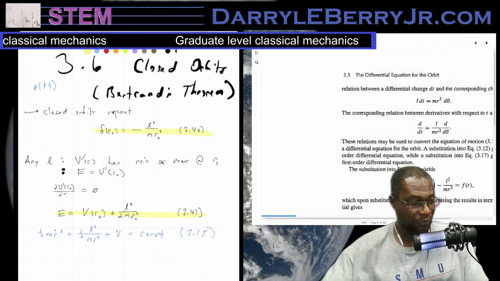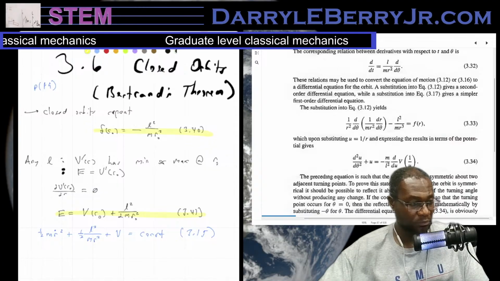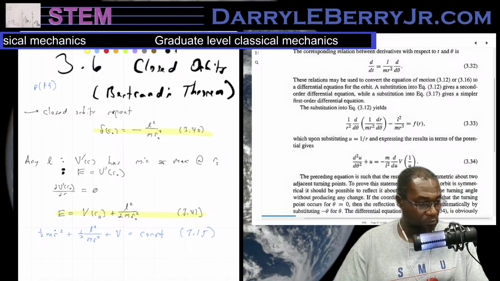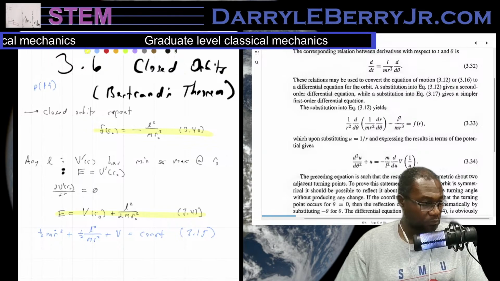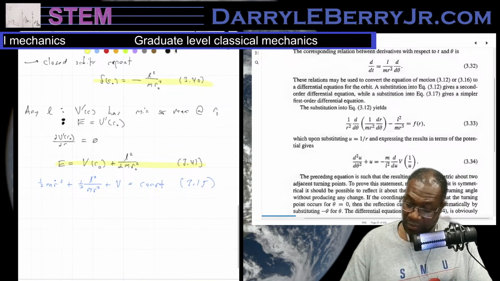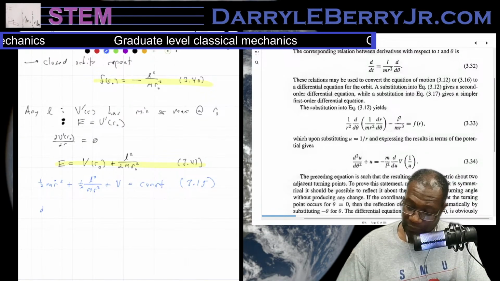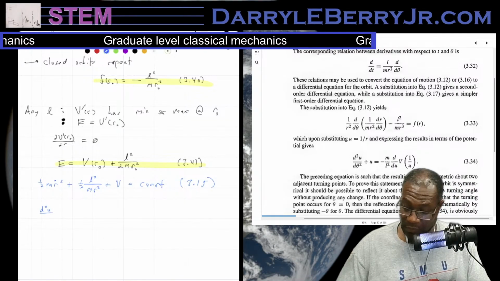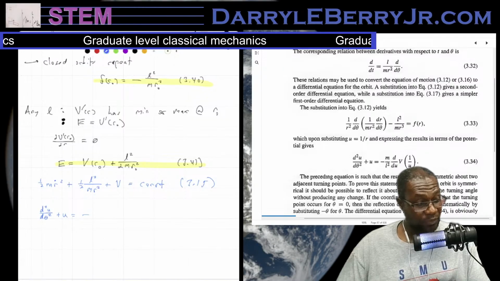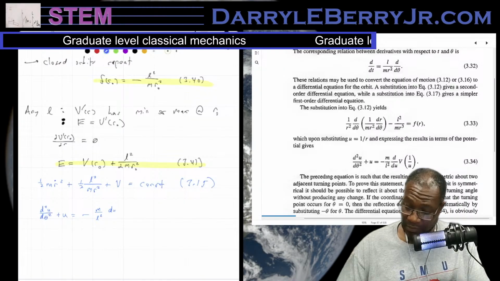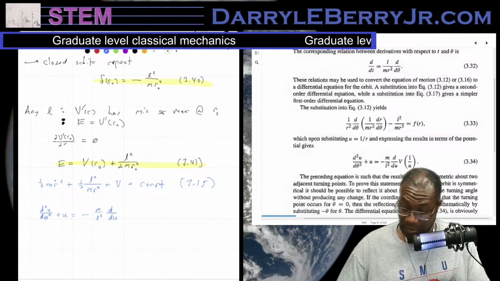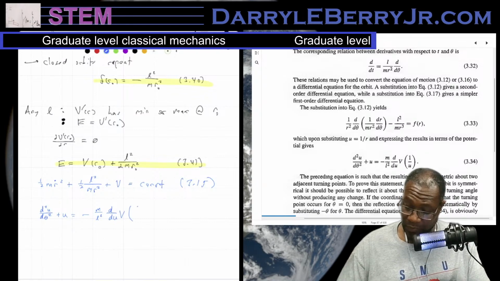Let's find equation 3.34. We're at 3.34 as well. d squared u over d theta squared plus u equals negative m over L squared times d over du of the potential V times 1 over u. So this is 3.34.